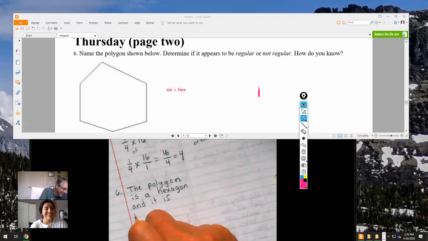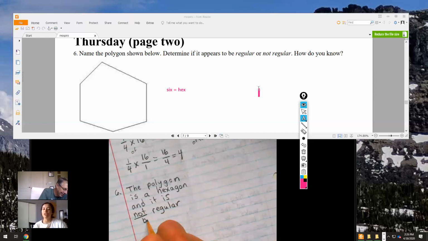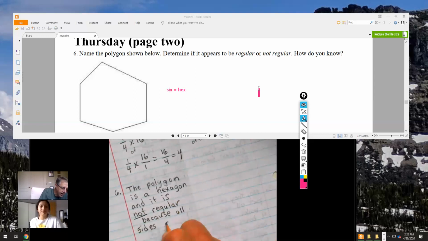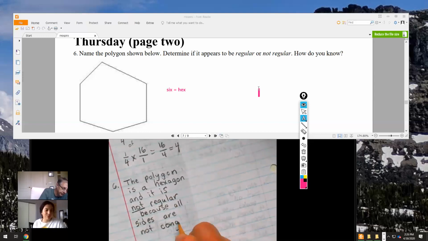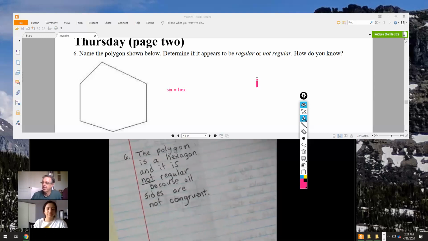Don't listen to me. So the polygon is a hexagon, and it is not regular because all sides are not congruent. I love how you used congruent in that, Ms. Garcia. That's a great mathematical term, because all sides are not congruent. Not the same. Nope, they are not the same size and they're not the same shape. So the polygon is a hexagon, and it is not regular because all sides are not congruent.